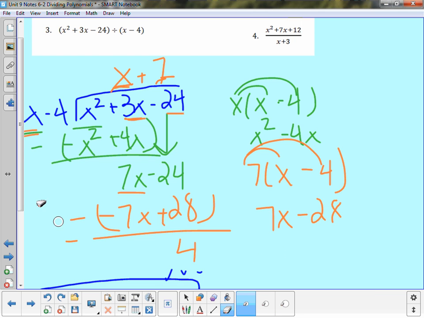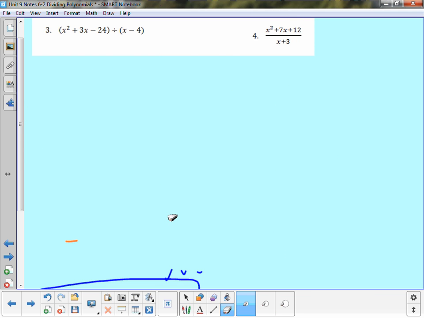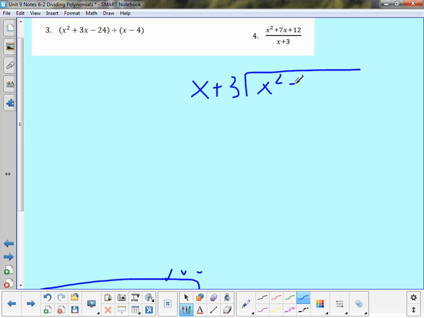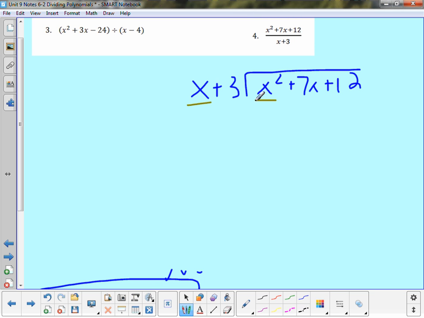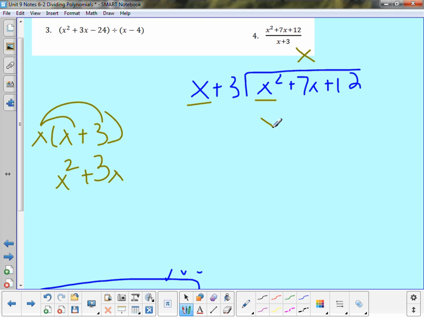Okay, let's take a look at this next one. So for number 4, we want to divide that out. So let's write out what we have. We have x plus 3, and then underneath, x squared plus 7x plus 12. So first things first, what do I need to multiply x by to get x squared? Well, I need to multiply it by x. So I'm going to put that x in the column. So then I have x times x plus 3. Distribute that in. X times x is x squared. 3 times x is 3x. So I'm going to go ahead and write that here.